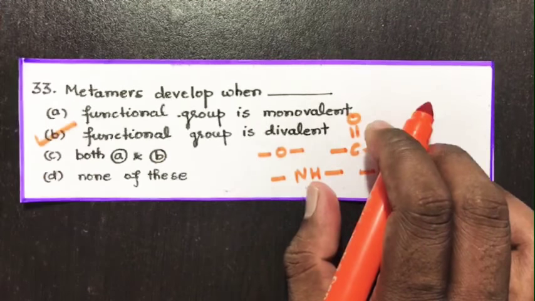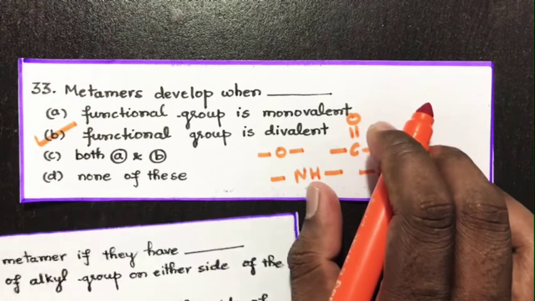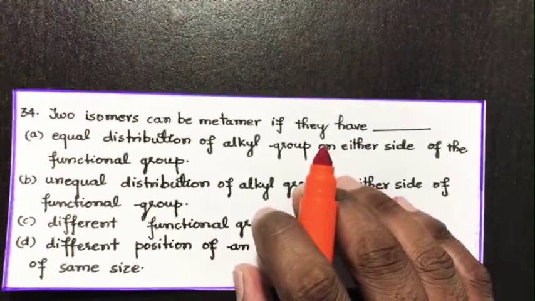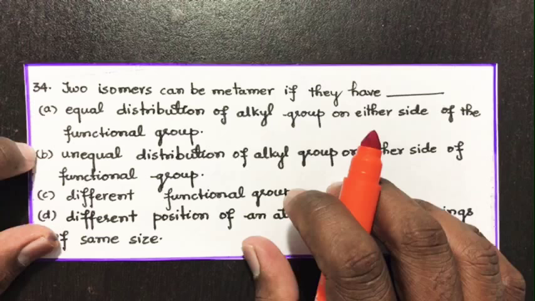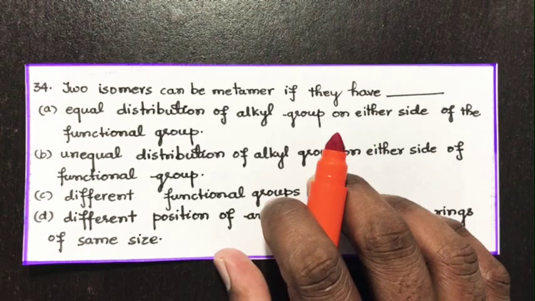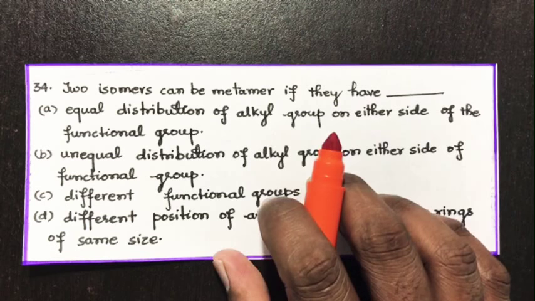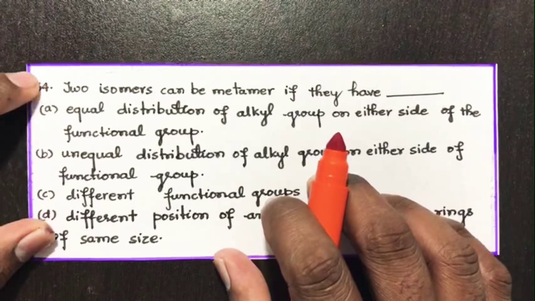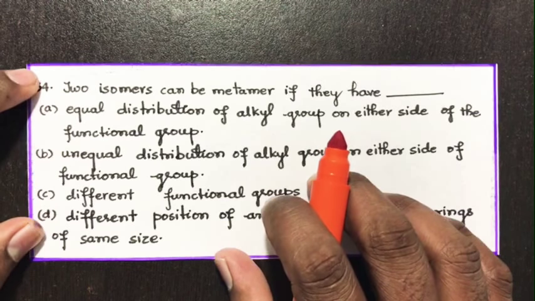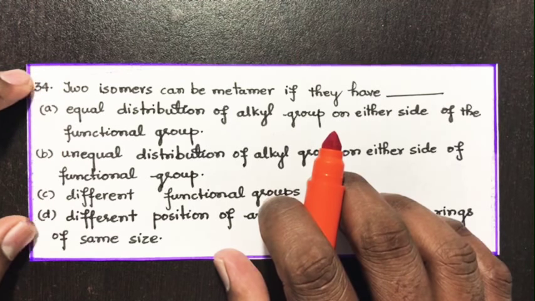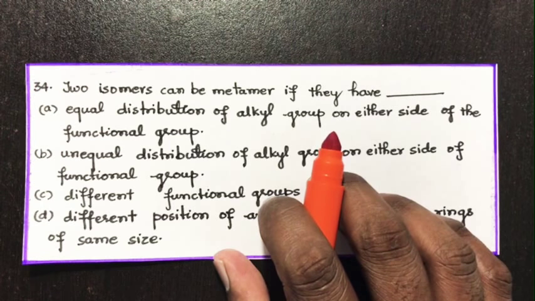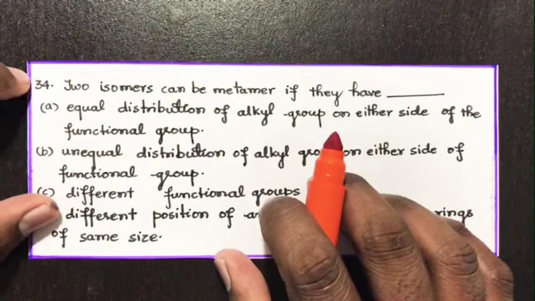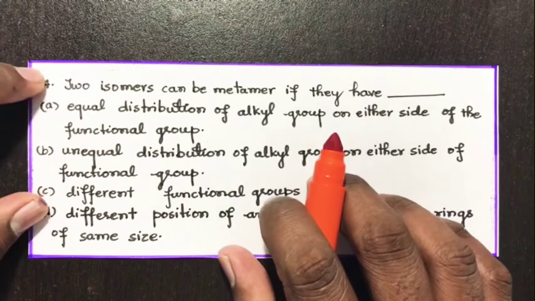So coming to the 34th. Now the two isomers can be metamers if they have, okay, so the first condition to show metamerism is there should be a divalent functional group like thioether, ether, ester, acid anhydride, amine.